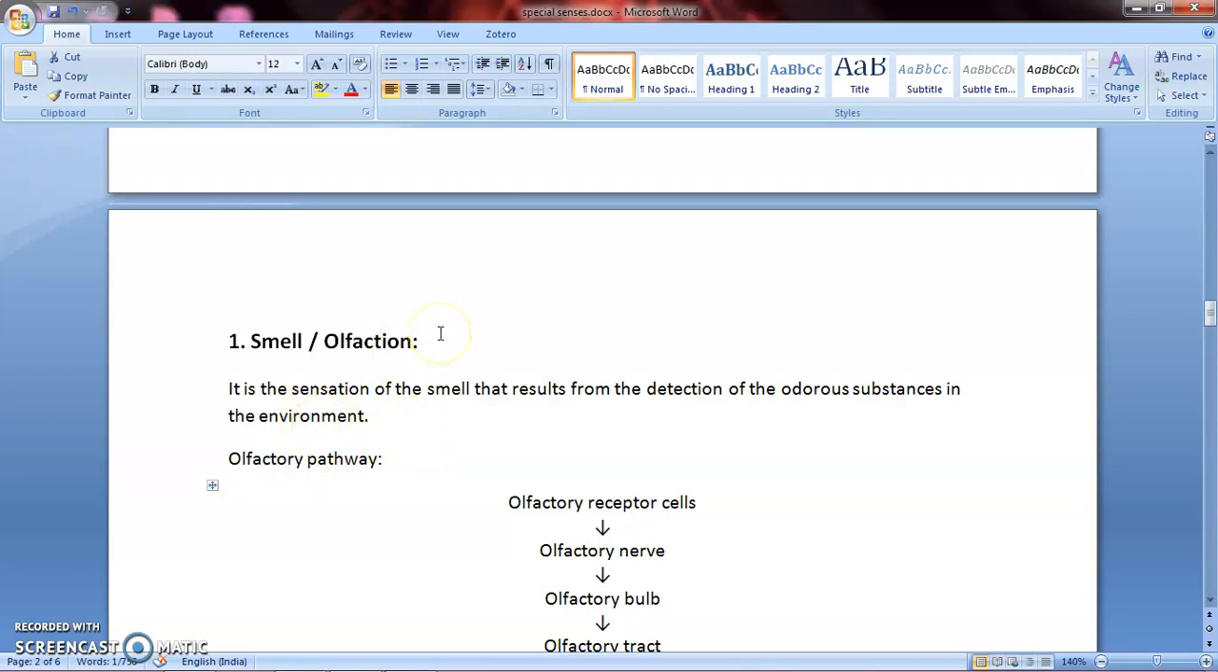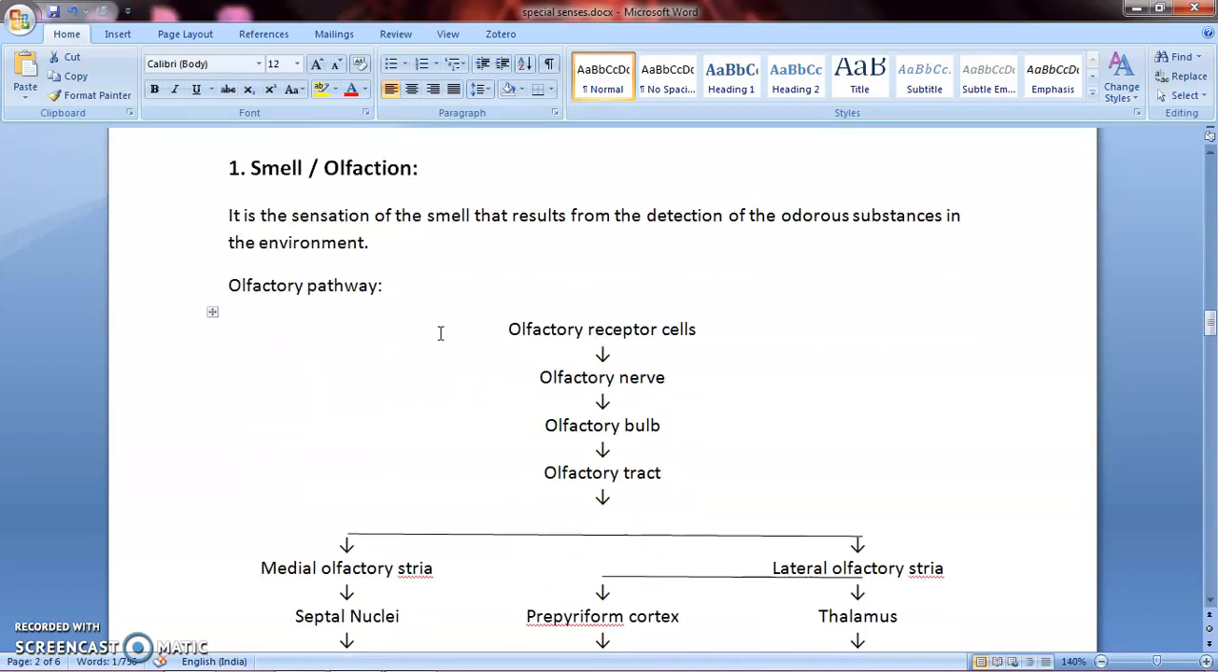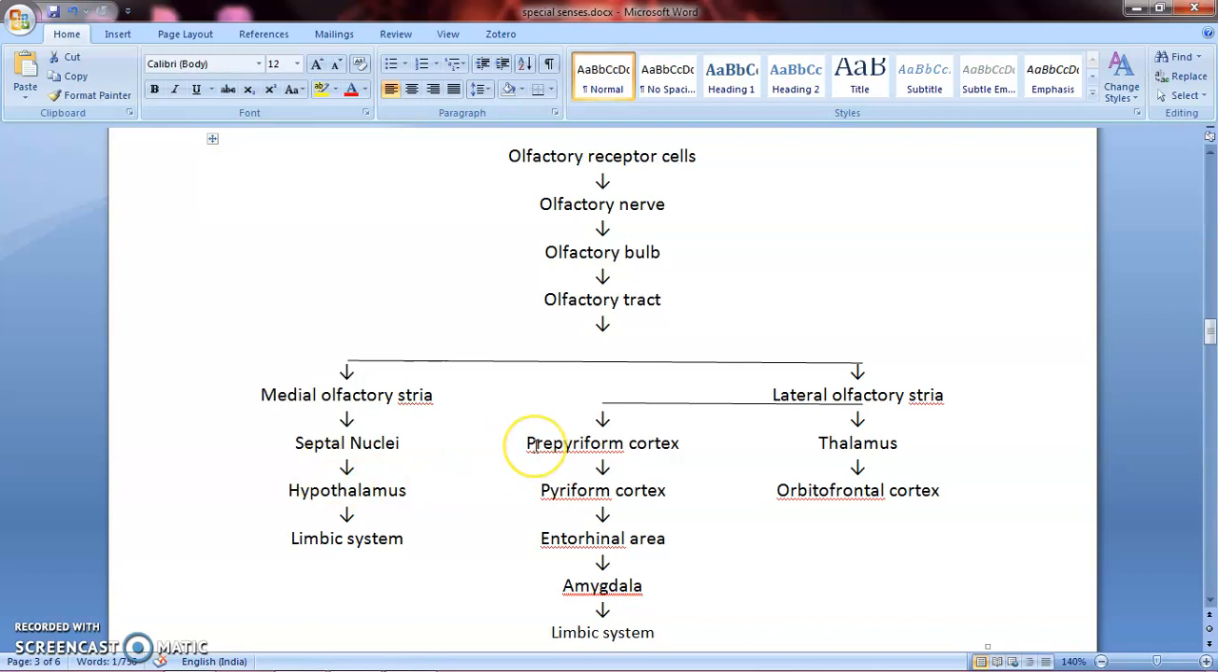So this is for today: the sense of smell or olfaction, the olfactory pathway, the mechanism and how it is linked to the limbic system, the emotional system.